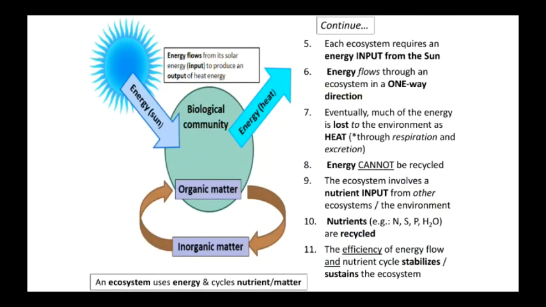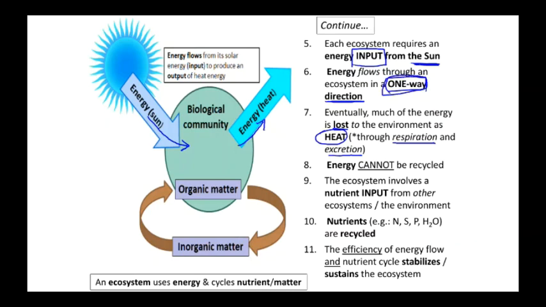Each ecosystem will get the energy input from the sun, and then we will use this energy, and when this energy is used, it will be lost to the environment as heat when we carry out processes like respiration and excretion. So you can see that energy comes into the community, is used, and is lost to the surroundings as heat. This shows a one-way direction flow. So we say energy flows through an ecosystem in a one-way direction.